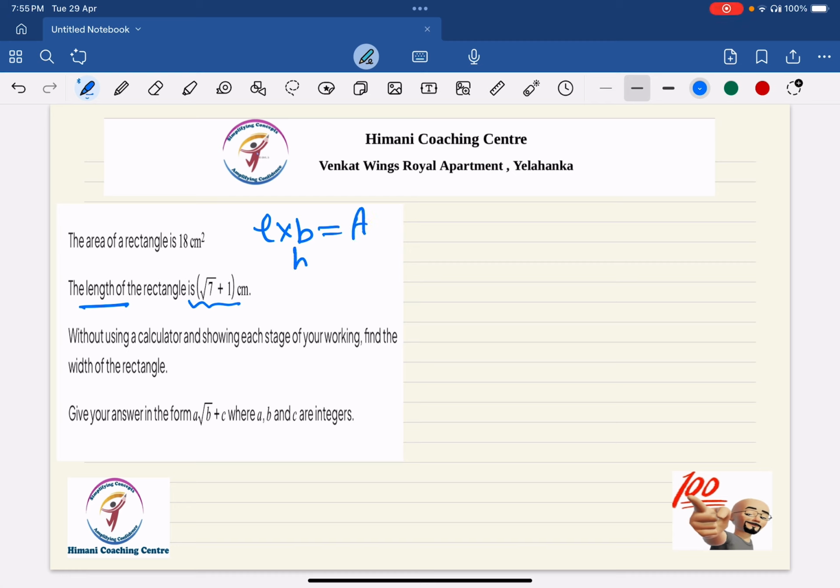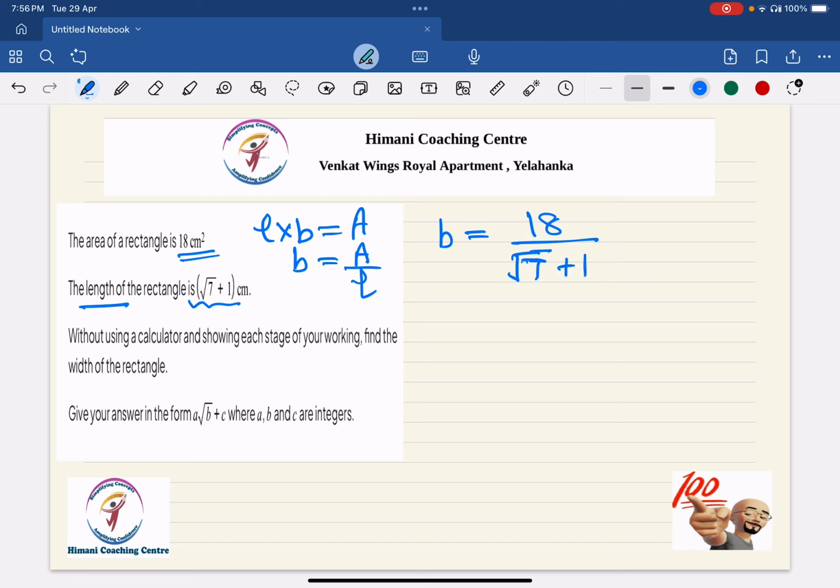So, if I have to find breadth, it should be equal to A divided by length, because they have given me the length. They are saying find breadth, so we will use that. So, B equals the area given to us, which is 18, and the length of the rectangle is given as root 7 plus 1.